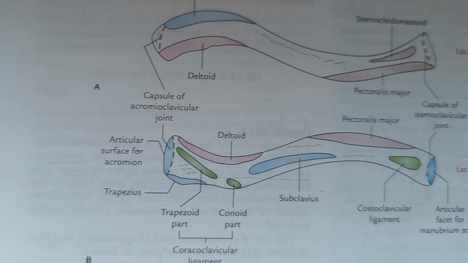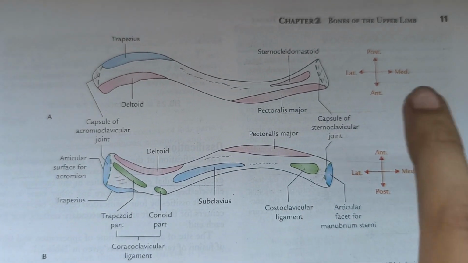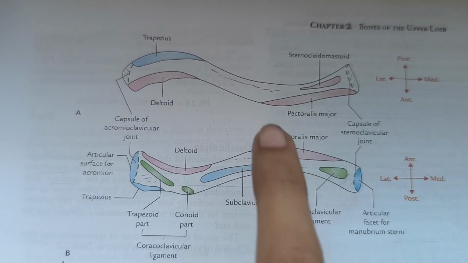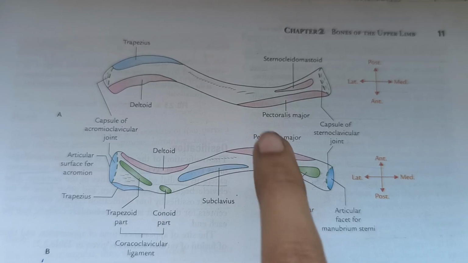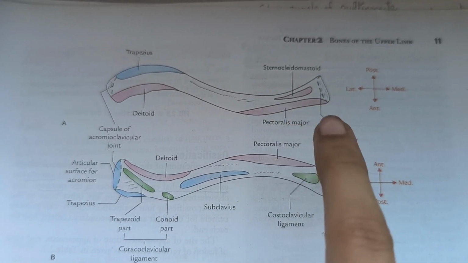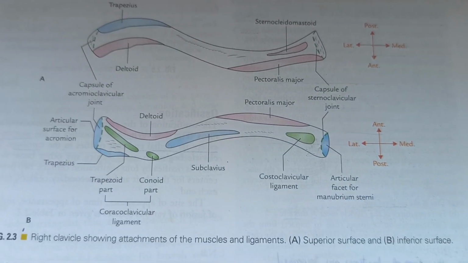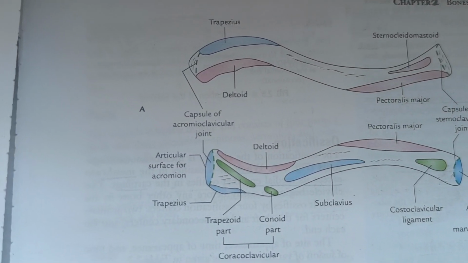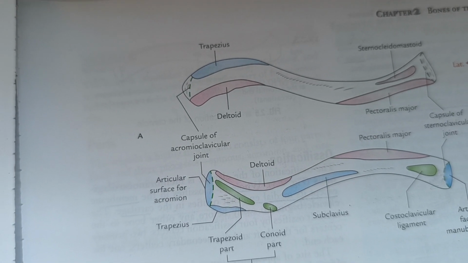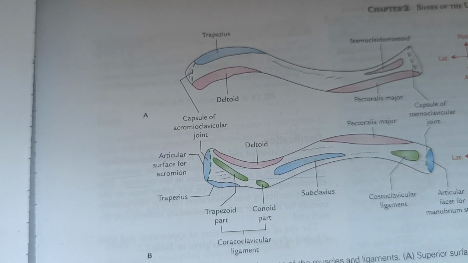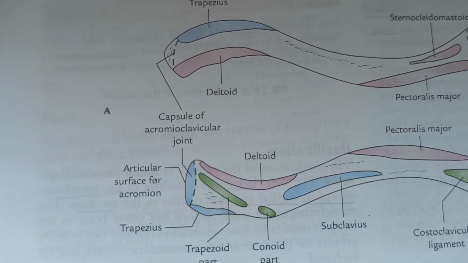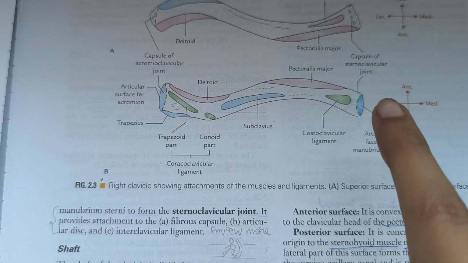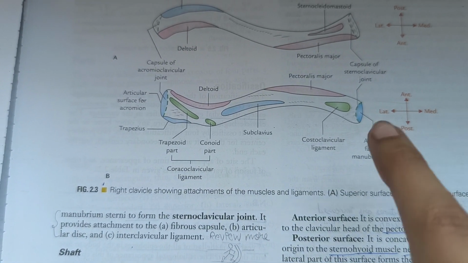Now let's see figure 2.3. So this is anterior, posterior, lateral and medial side of this particular diagram. So anteriorly in the medial surface, superiorly we have pectoralis major, capsule of sternoclavicular joint and sternocleidomastoid, and laterally we have trapezius and deltoid insertion, and also the capsule of acromioclavicular joint. And in figure B we have anterior, this is posterior, medial and lateral.